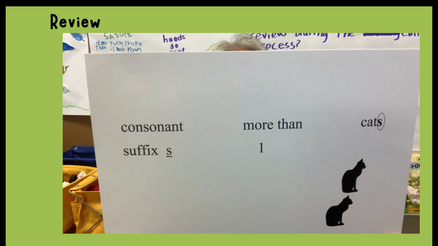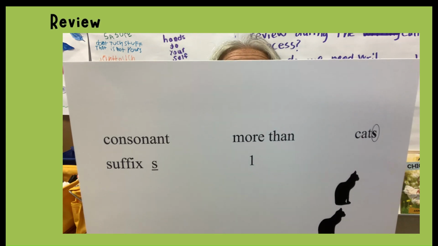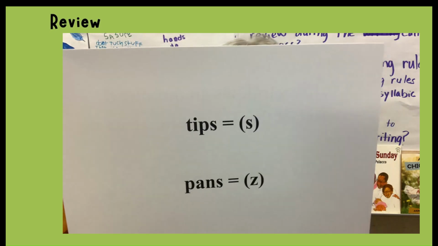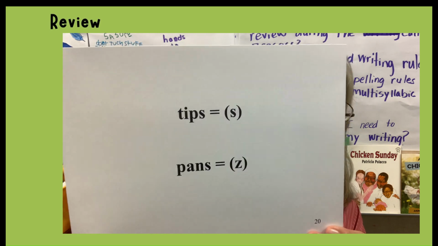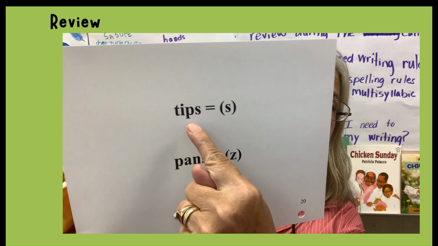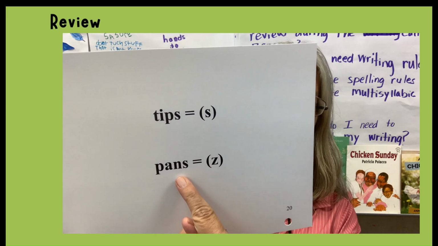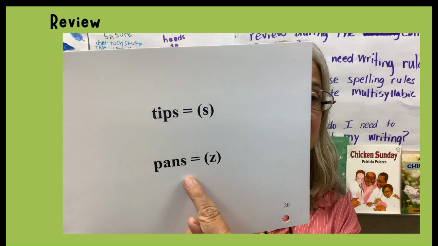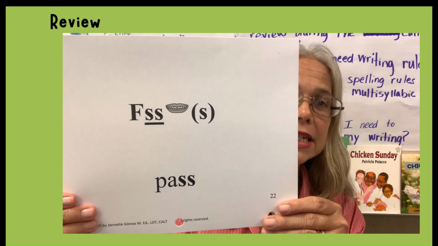Consonant suffix S means more than one, as in cats. I have 2 cats. If suffix S follows an unvoiced sound, that means suffix S is unvoiced, as in tips. If suffix S follows a voiced consonant, the S is voiced, as in pans. Final SS is pronounced S, as in pass.